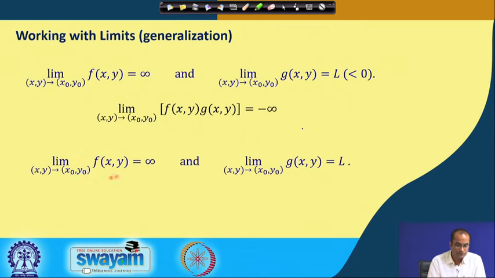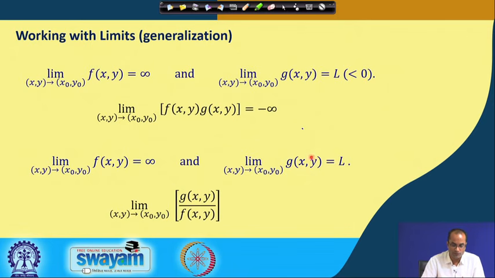Now, if f(x, y) is approaching infinity and g(x, y) approaches a real number, in that case consider the quotient g(x, y) over f(x, y). Here f(x, y) is going to infinity and g(x, y) is some number L, so in that case this limit will be 0.